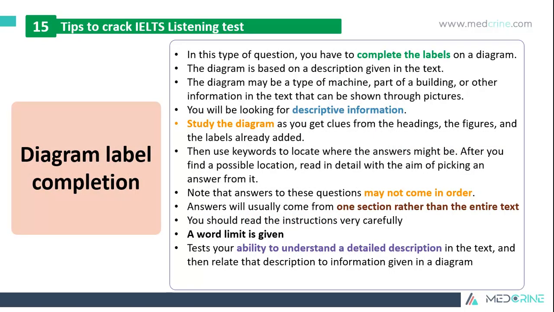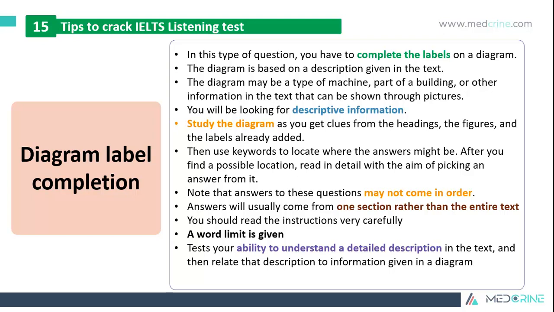The next type of question is diagram label completion. So here, you have to complete the labels on a diagram, and the diagram is based on a description that is given in a text. The diagram may be a type of machine, a part of a building, or other information in the text that can be shown through pictures. So you will be looking for descriptive information from the text. To answer this one, you need to study the diagram as you get clues from the headings, the figures, and the labels that are already added.